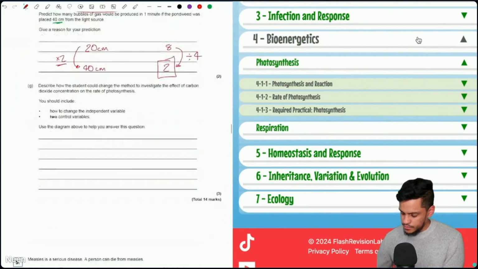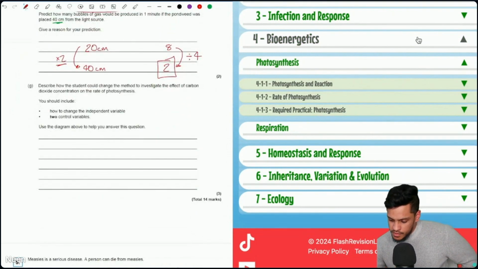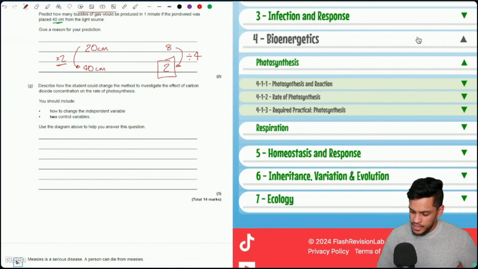Got 10 minutes left before we switch to chemistry. Describe how the student could change the method to investigate the effect of carbon dioxide concentration on the rate of photosynthesis. You should include how to change.